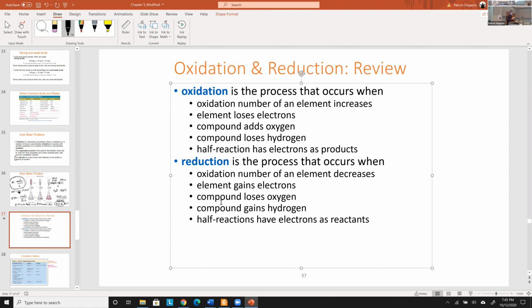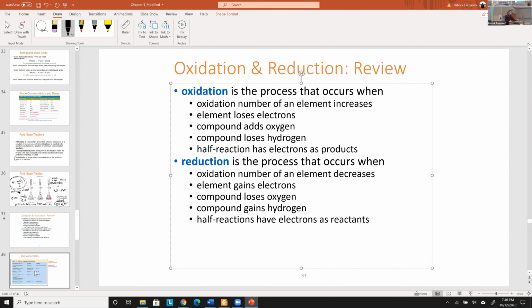And then reduction is the opposite of oxidation. They both have to happen inside one equation. So for reduction, it's the decrease in the oxidation number, which means the increase in electrons, the loss of oxygen, or the gaining of hydrogen. A lot of these will happen at the same time, but not all of them need to happen. If you have an equation without oxygen in it at all, it could still be redox, totally. But it doesn't have to be.